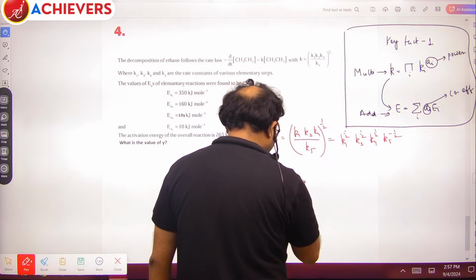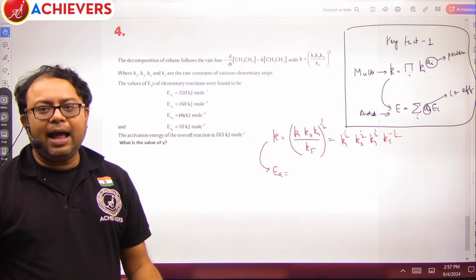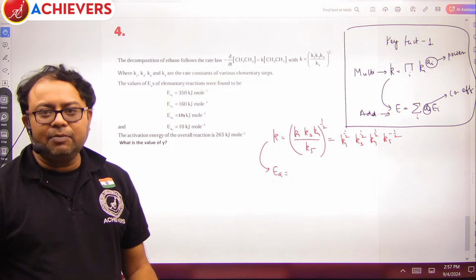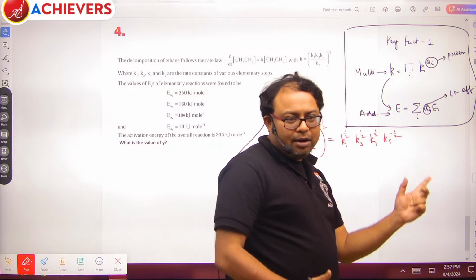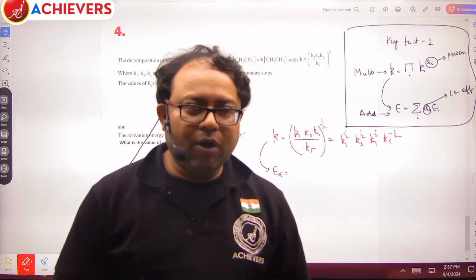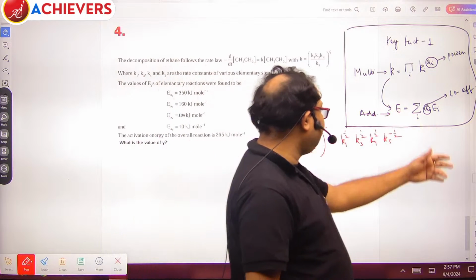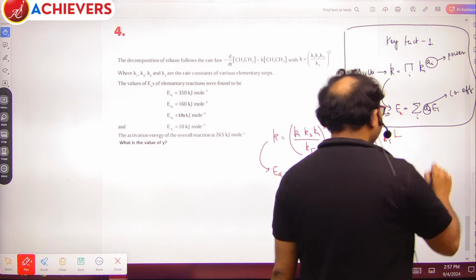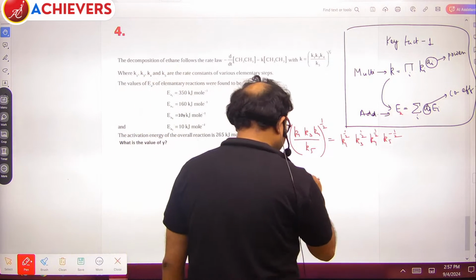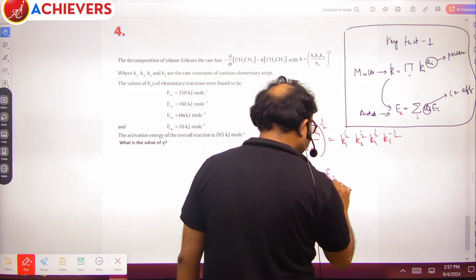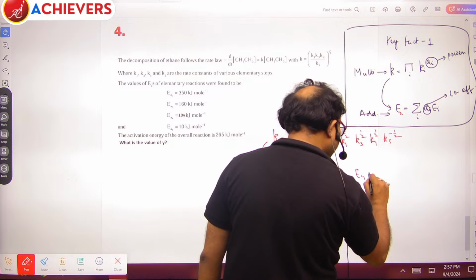It's very simple. Activation energies will be an additive combination. How many terms will be there? If there are 4 terms in the expression of the overall rate constant, then there will also be 4 terms in the expression of overall activation energy. 4 terms. So E1, E3, E4, E5.